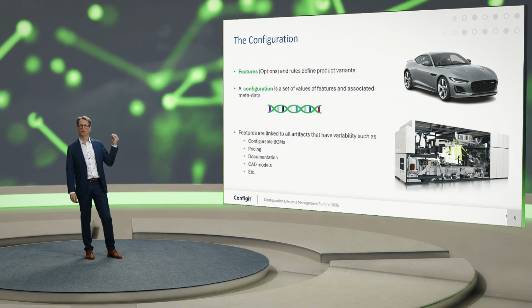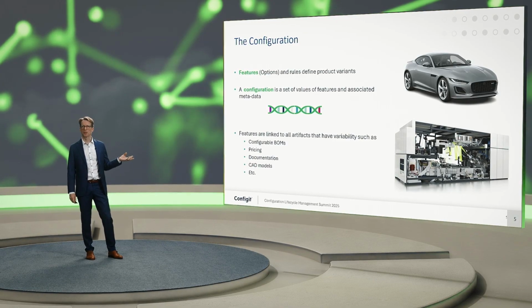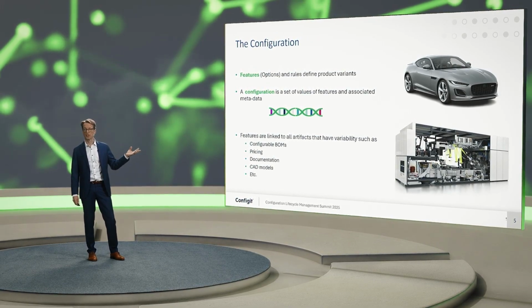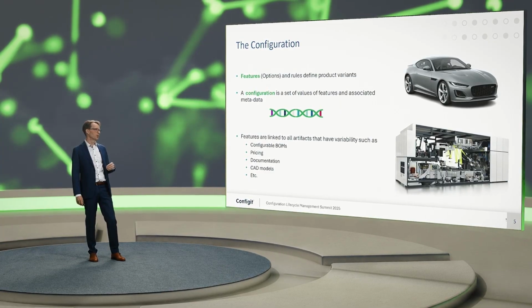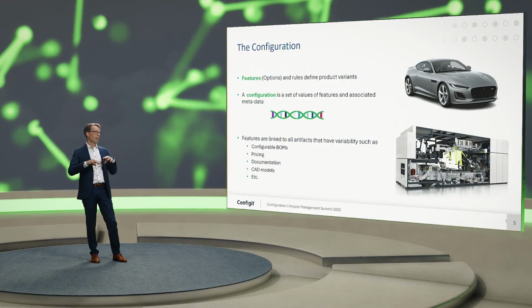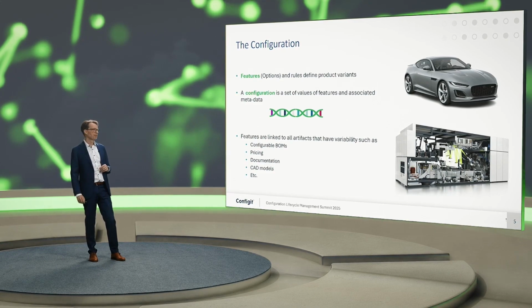Once you have a configuration, you can use that to derive all kinds of additional information. You can use it to derive the bill of material. We saw a few examples of that earlier today. You can derive pricing, documentation, CAD drawings, and whatnot. So the configuration, the features, is the DNA of your product.